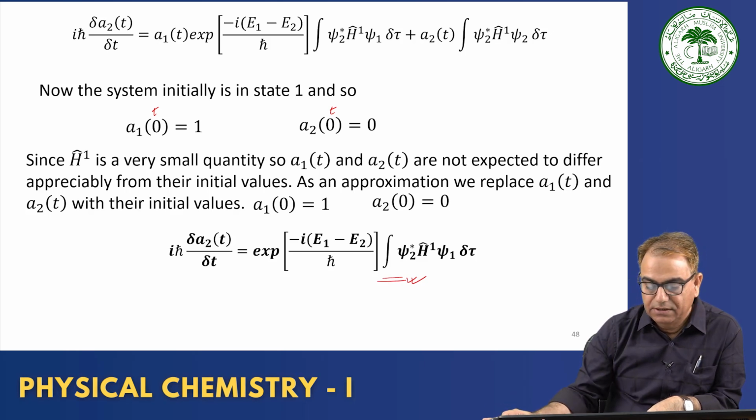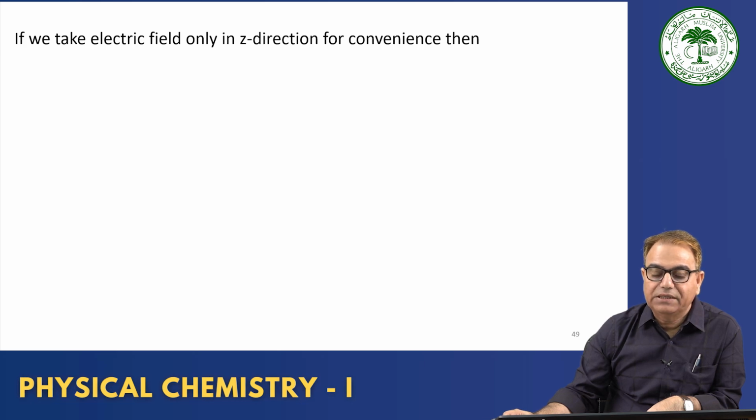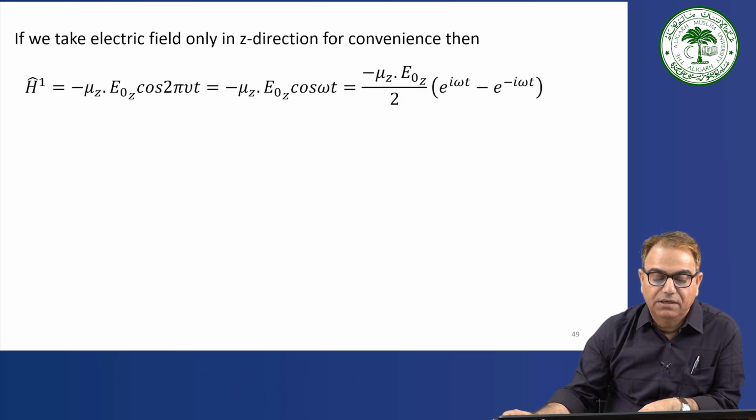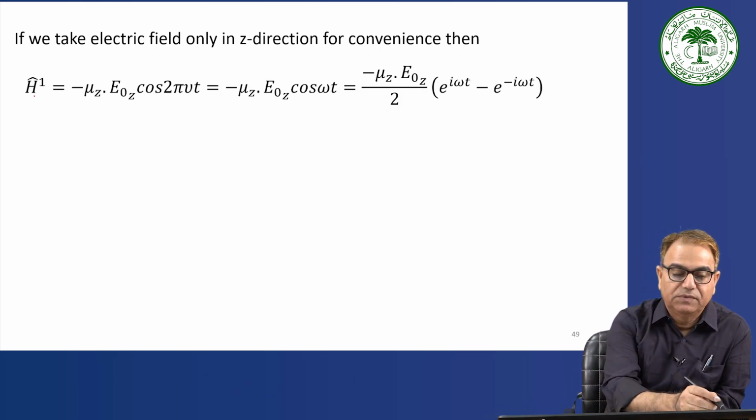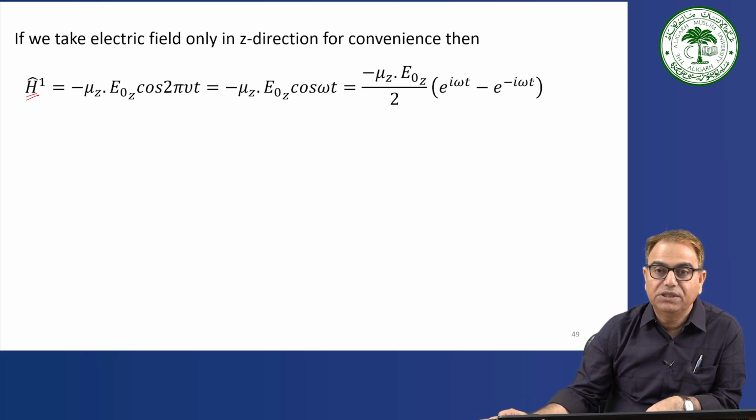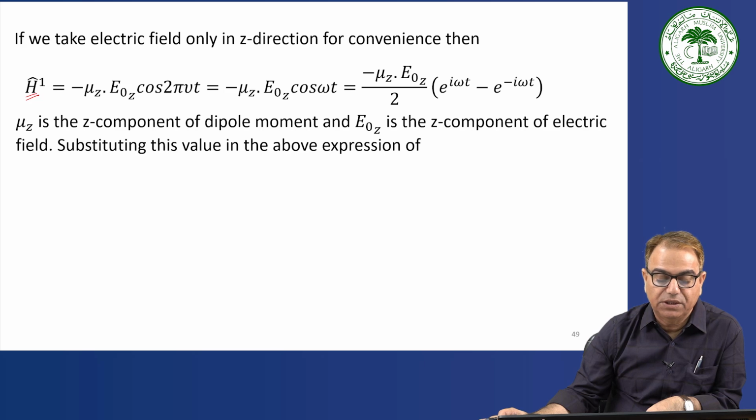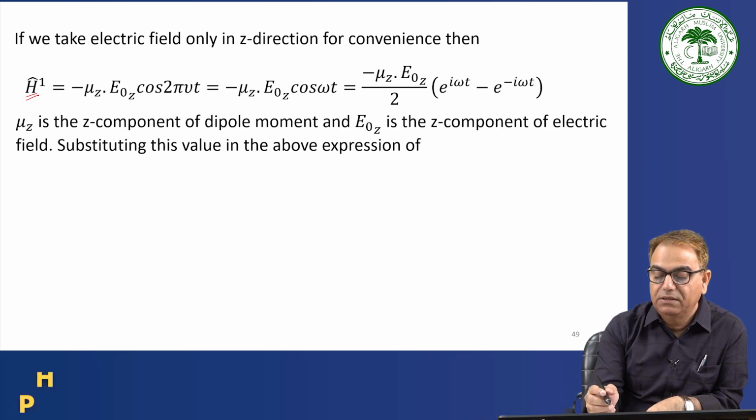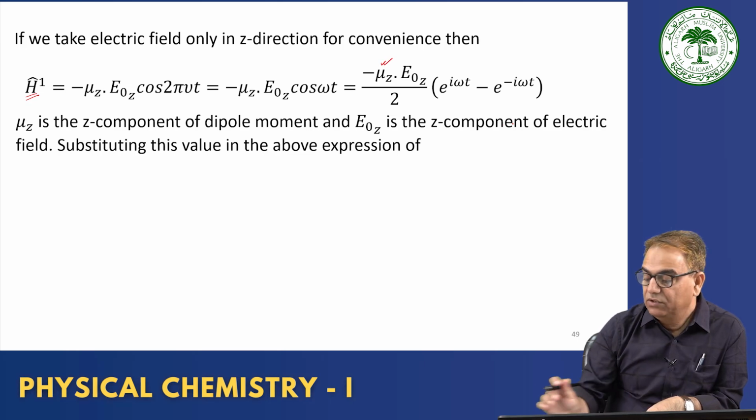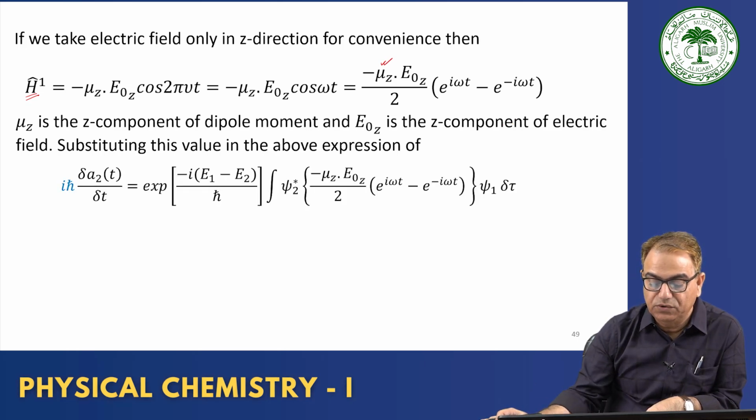Now if we take the electric field of the radiation falling on the system only in the z direction for convenience, then the perturbation h1 becomes equal to minus mu z E naught z divided by 2 times exponential i omega t minus exponential minus i omega t. Here mu z is the z component of the dipole moment, and E naught z is the z component of the electric field. So if you substitute this value in the previous equation, what do you get?